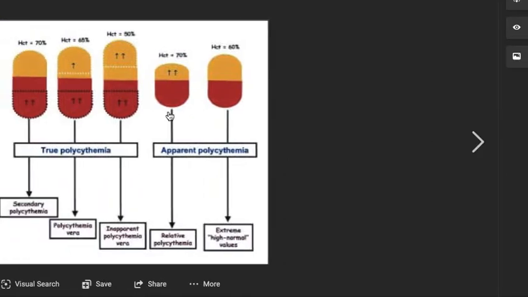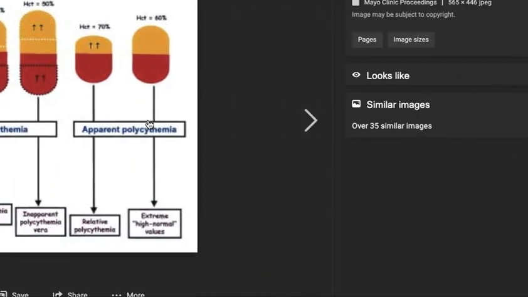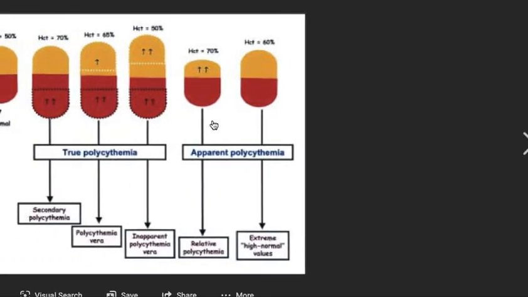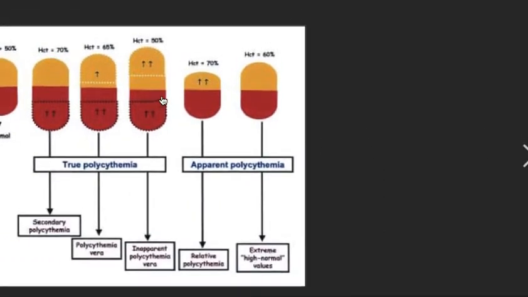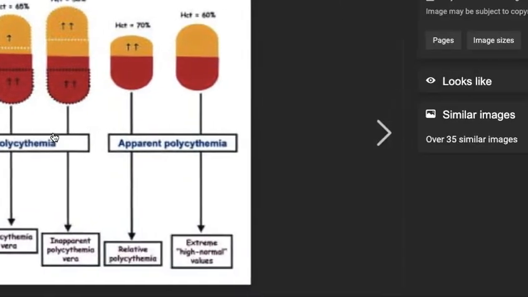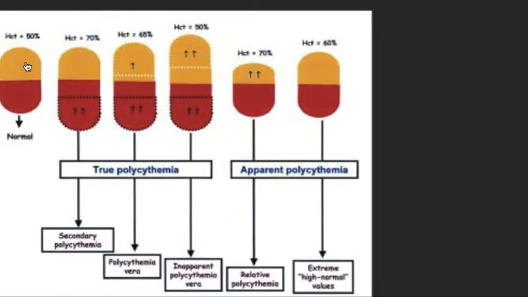So, if you can see this photograph, this is apparent polycythemia, and this one is true polycythemia. Simply, this is the normal person. Making it a little larger to show you here. In a normal person, the RBCs have this much mass, and this is the plasma. But see what's happening in polycythemia: this mass, which is normal, is increased.